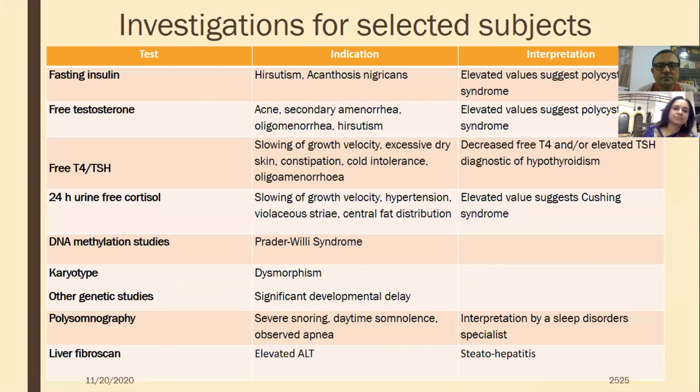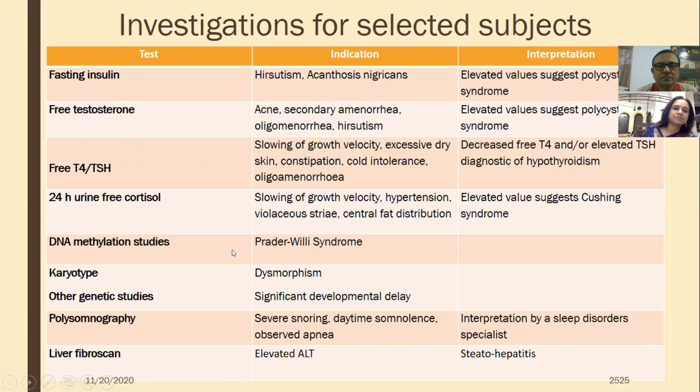These tests are done for selected subjects, and these include fasting insulin, for those with hirsutism or acanthosis nigricans, and free testosterone, especially in the presence of features of oligomenorrhea, acne, and hirsutism. If we suspect hypothyroidism based on slowing of growth velocity, excessive dry skin, or clinical features of hypothyroidism, one may consider a thyroid profile. If Cushing's is suspected, a 24-hour urinary free cortisol.